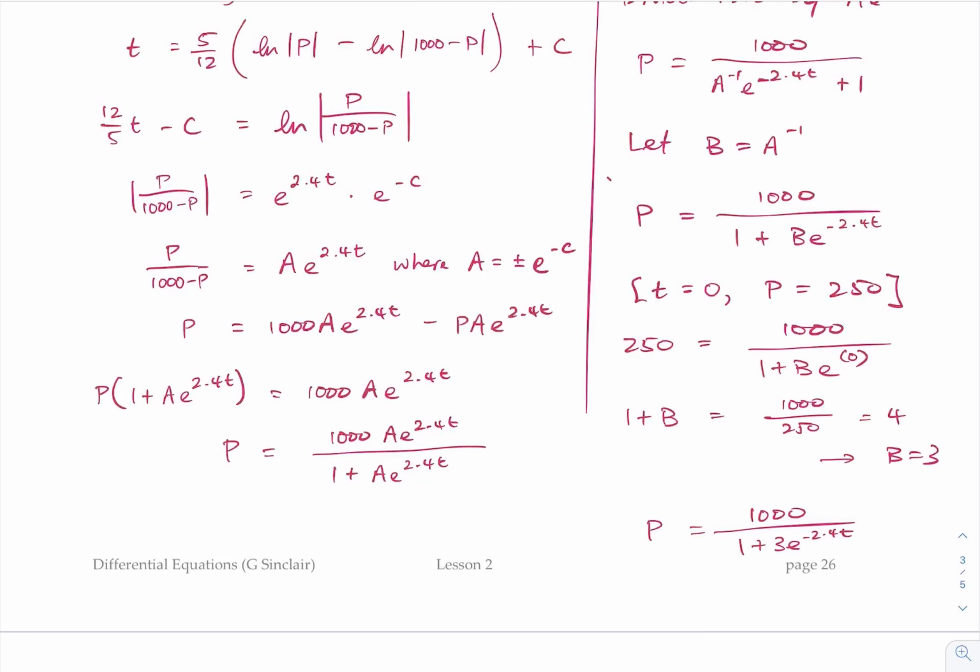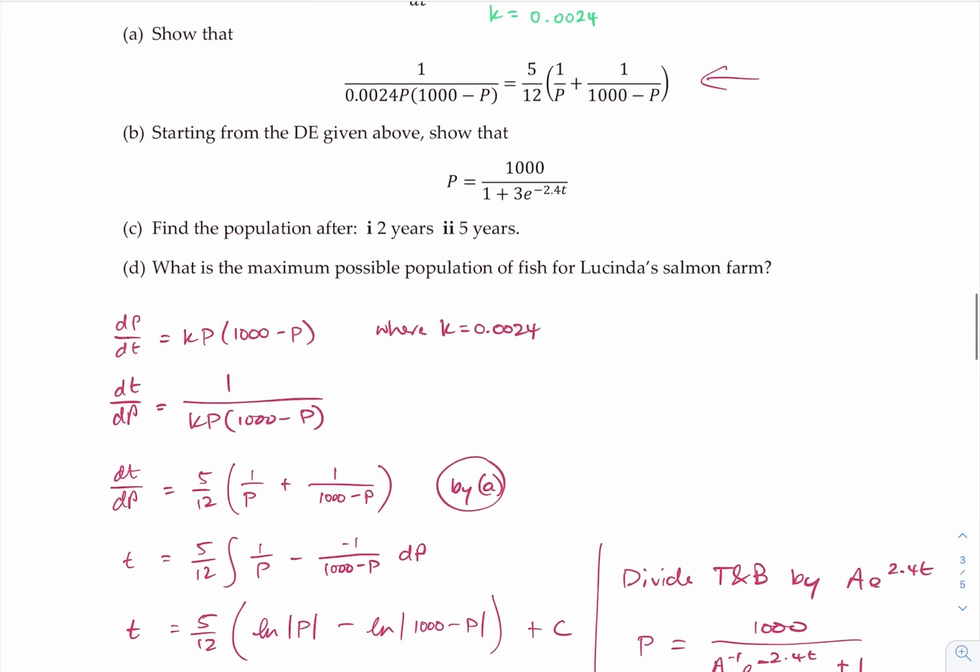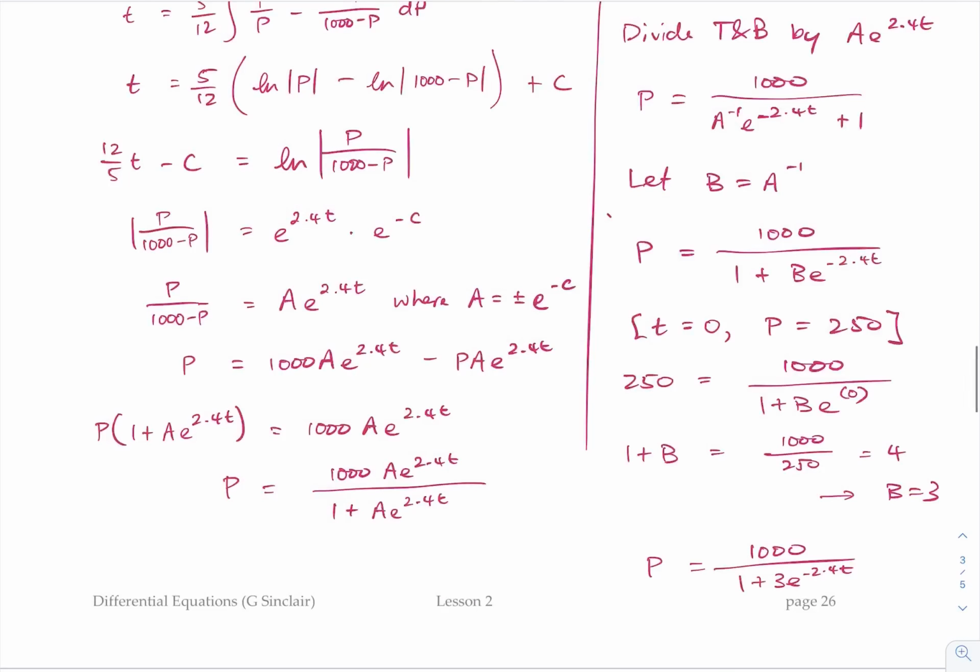All right, there we go. Done. I did all this before. Done everything now. Okay, so that's the logistic equation. Now, question 8. This will be quite quick.